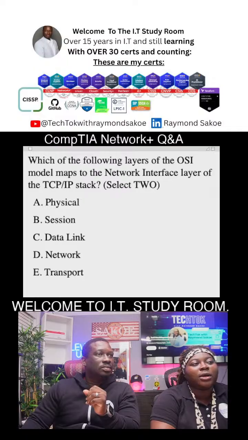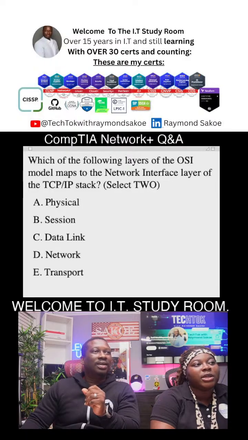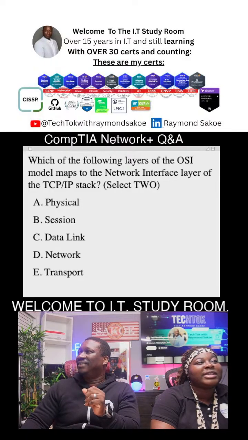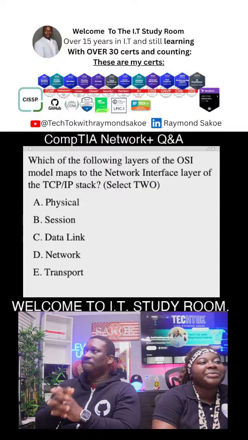What is it called again? Which one? Hack The Box. Hack The Box. So the final answer is A and C. Apologies, I was talking too much, right? A and C.